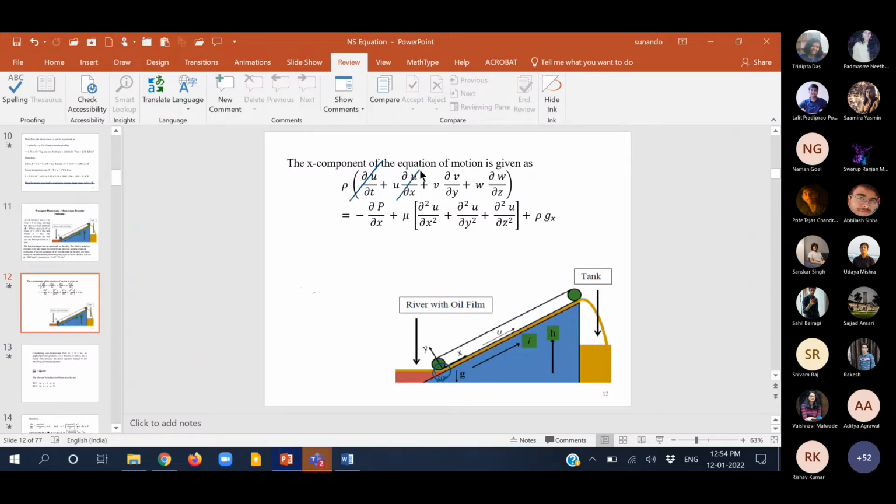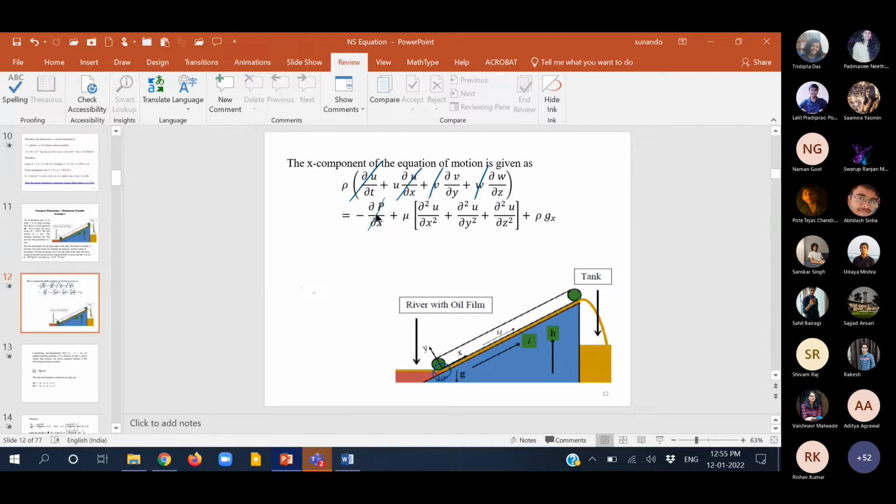So u may be non-zero, but u is not a function of x since it's fully developed flow. And I have identified that near the entry point, this condition may not be satisfied. The third term is 0, and the reason is there is no v, there is no w, so both these terms are going to be zero. There is no imposed pressure in the system. So the belt simply drags the fluid, it doesn't apply any pressure.